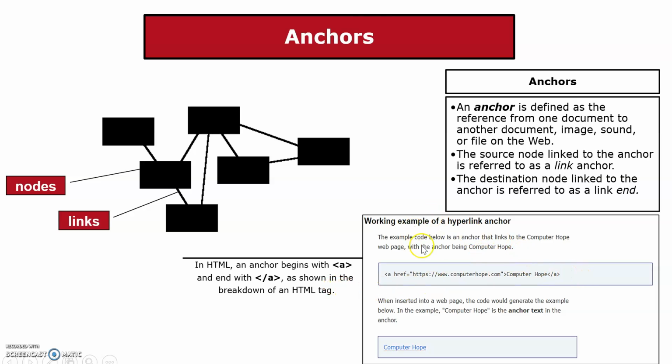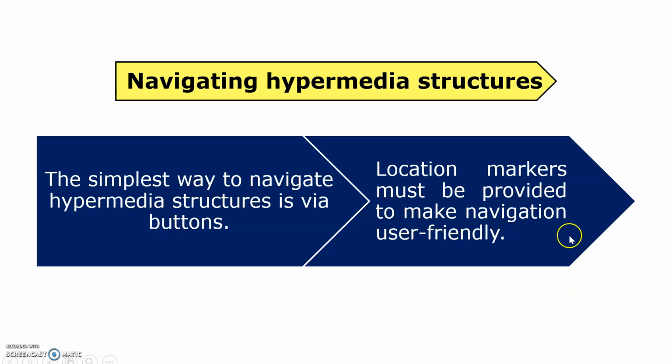So, this is the example code. We use an anchor that links to the computer hub, with the anchor being computer hub. That one is the anchor. When inserted into a web page, the code would generate the example below. So, the output would be computer hub. And then you click it to go to the next page. The simplest way to navigate hypermedia structures is via buttons, and location markers must be provided to make navigation user-friendly.